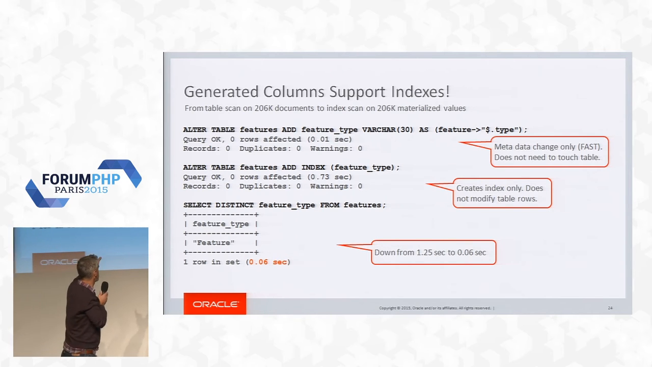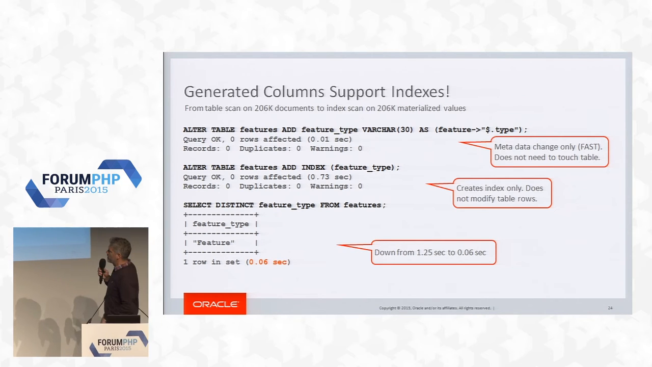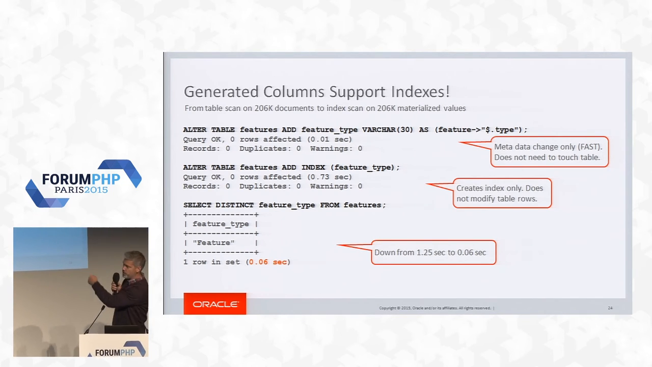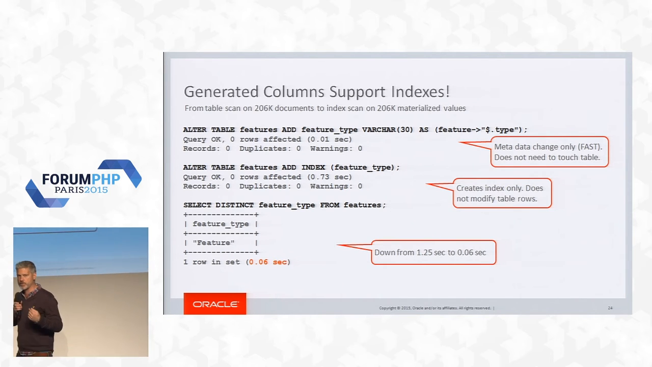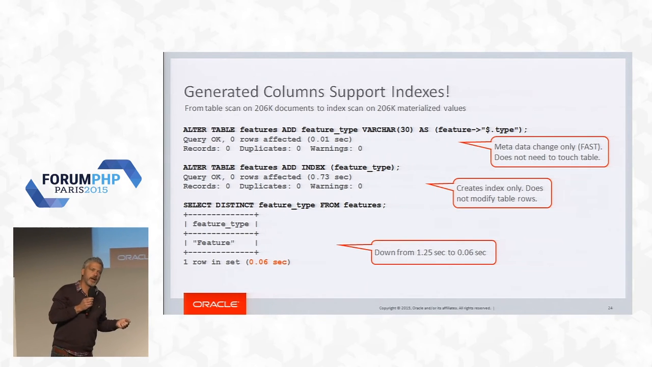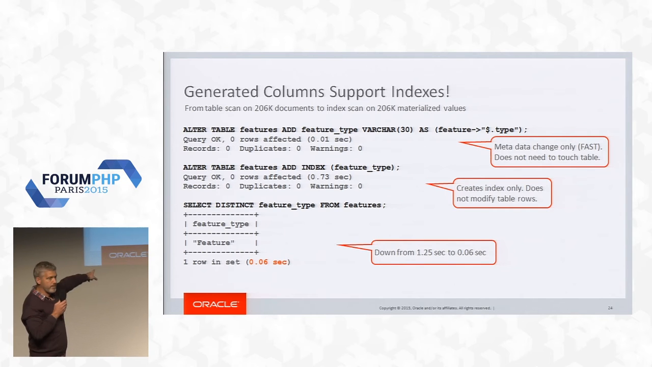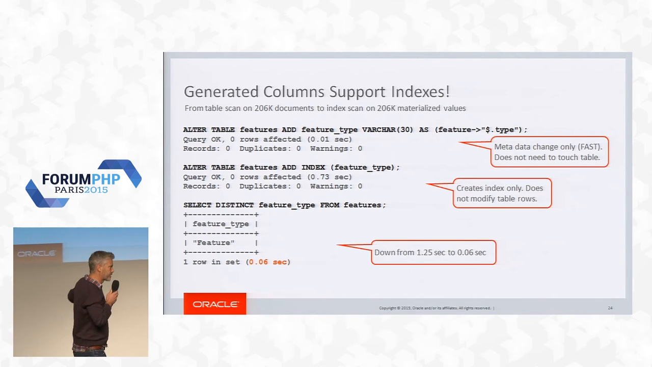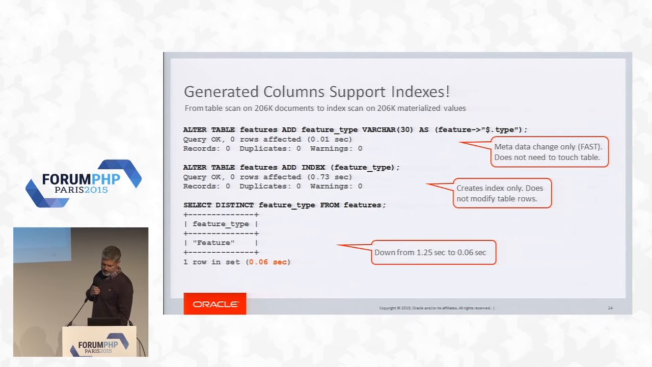And why do we use indexes? It's because we want things to go fast. So you see selecting distinct from feature type, which was the same query we ran before, which took 12.8 seconds with text, 1.2 seconds with just switching to the JSON data type. Then of course, adding an index on top of this will make it so much faster, because now I don't have to do a full table scan anymore. It just goes to the index and pulls out the necessary information.